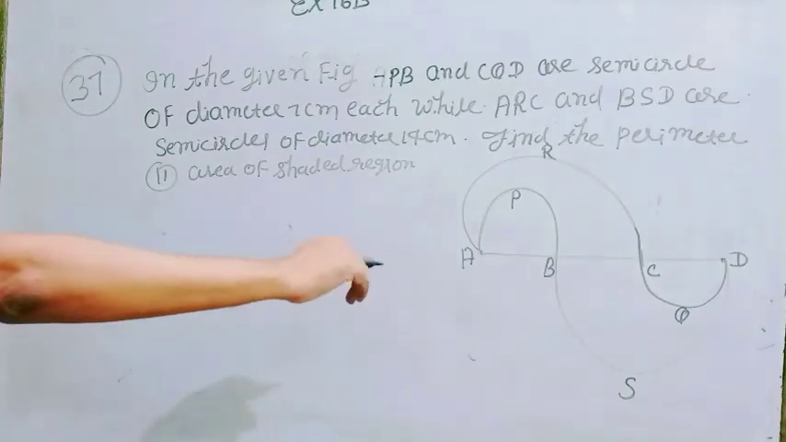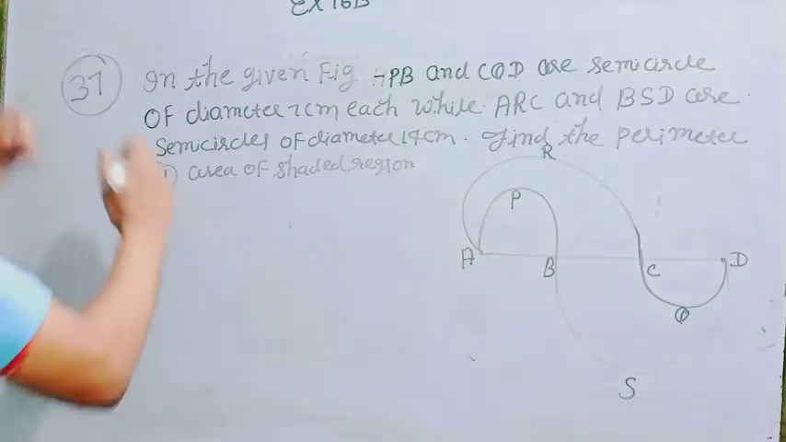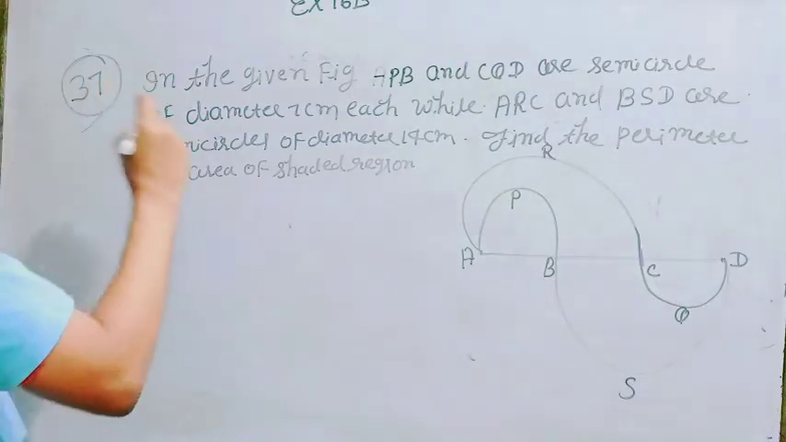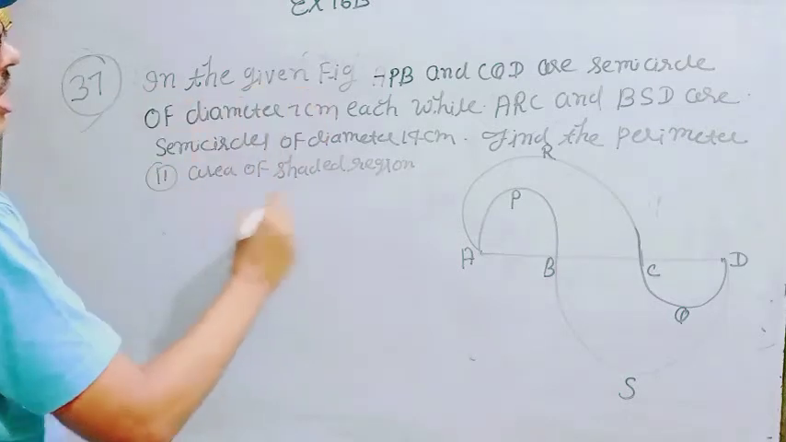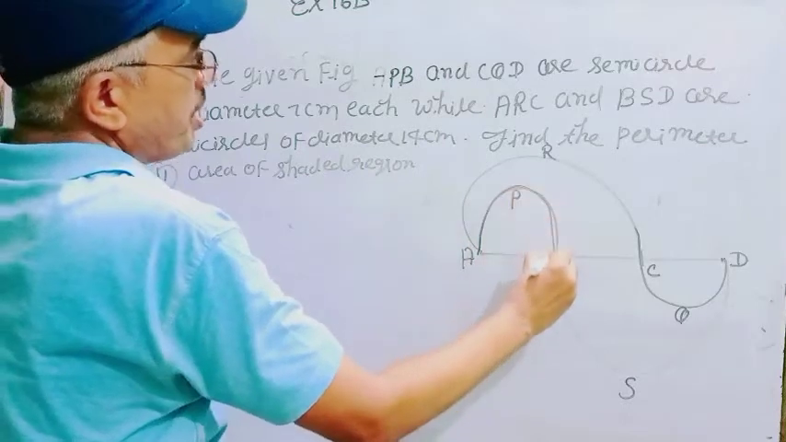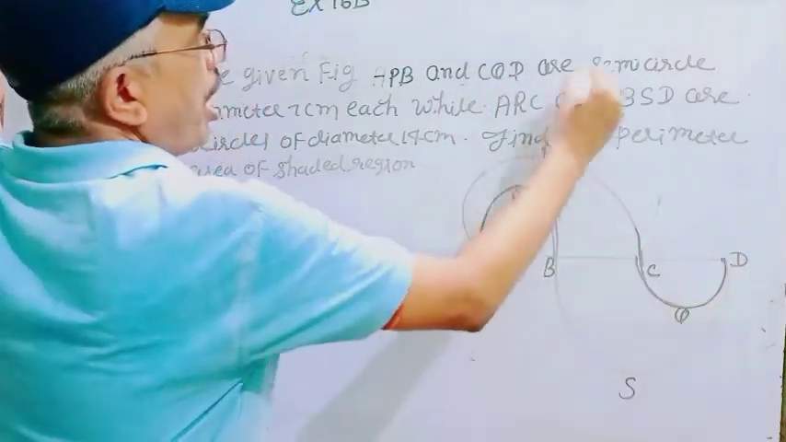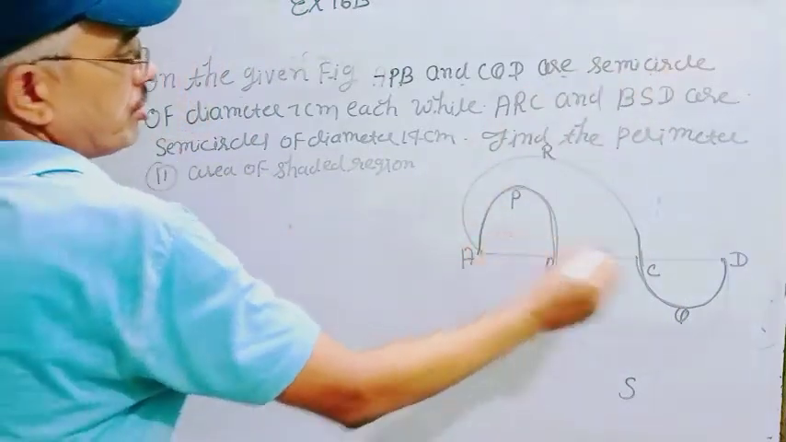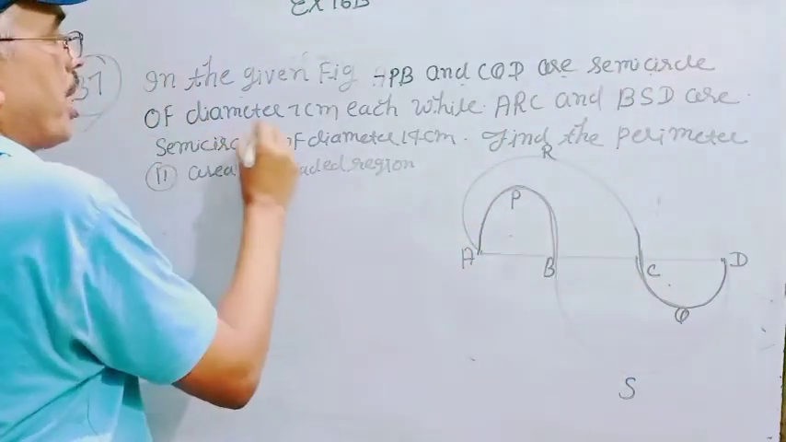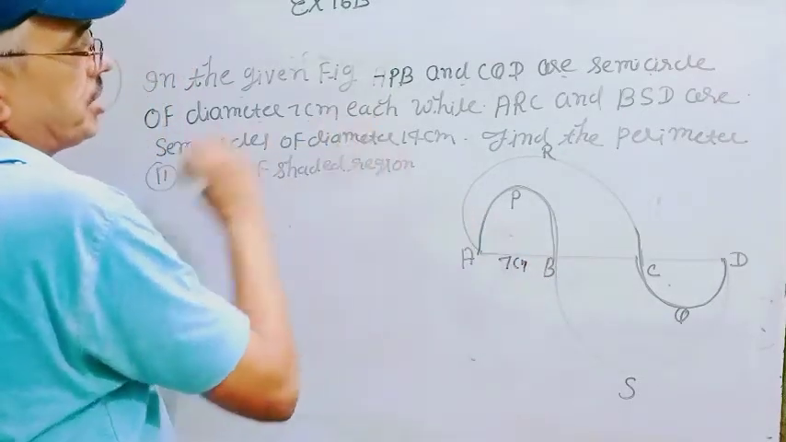Dear students, this is the last question of today's session. Now see here, question number 37, that is in the given figure, APB and CQD are semicircles. Two semicircles of diameter 7. Its diameter is 7 cm each.